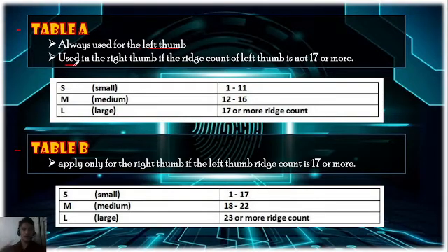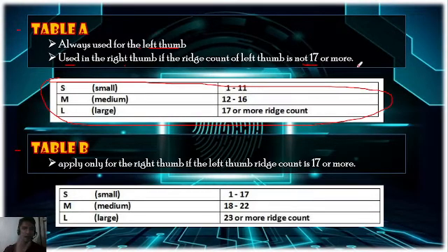And then we have here another one. Sabi dyan, use the right thumb if the ridge count of the left thumb is not 17 or more. So, gagamitin po natin to sa right thumb, yung table na to, kapag yung ridge count po doon sa left thumb is less than, is not 17 or more. Or simply less than 18 ridge count. Okay, so ganun po yan.